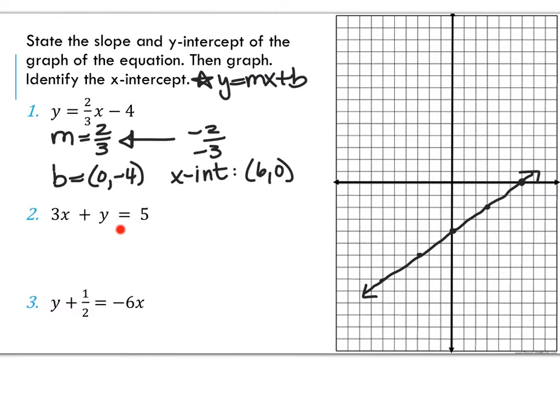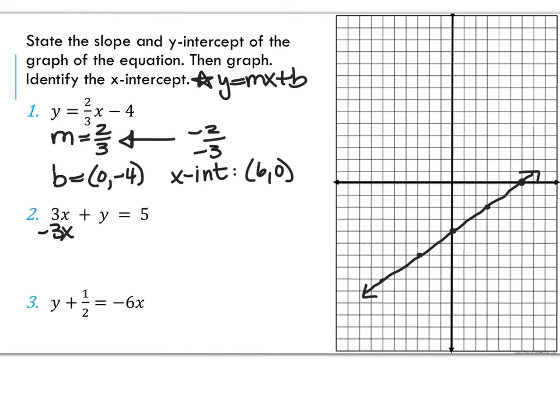So if we look at the next problem, we have 3x plus y equals 5. Well, is that in slope-intercept form where y is by itself? You should be saying no. We have a 3x on the same side as the y. Since there's no sign in front of that 3x, it's a positive 3x. So we need to ask ourselves, well, how do we move over a positive 3x?